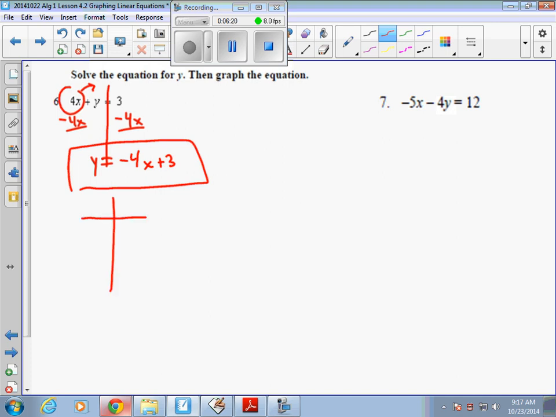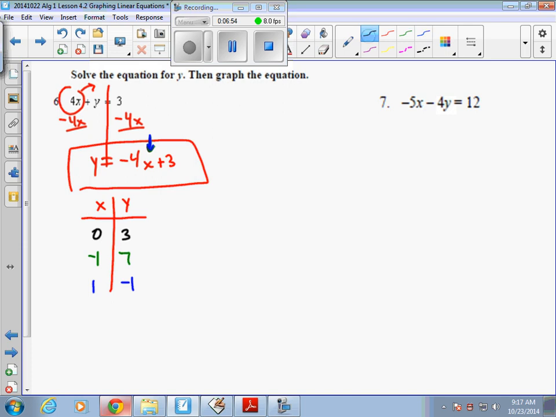Again, make yourself a set of values, x, y. The first one, 0. When we plug in 0 in place of x, we get negative 4 times 0, which is 0. And 0 plus 3 is 3. The next one, when we plug in, let's say negative 1. Negative 1 times negative 4, negative times a negative is going to be a positive 4, and 4 plus 3 is 7. And then the last one, when we plug in 1, negative 4 times 1 is negative 4 plus 3, which is negative 1. So we have 3 sets of ordered pairs.